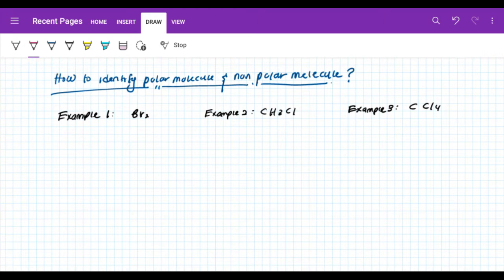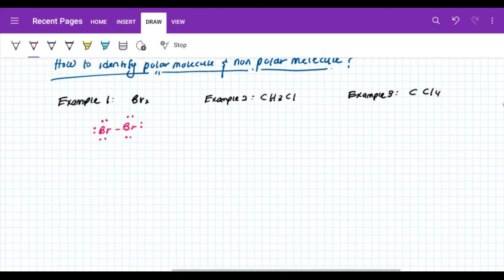First, students have to draw the Lewis structure for each molecule. So Br2, okay, this is the Lewis structure for the bromine molecule. And with this Lewis structure, the first element we have to consider is the polar bond.